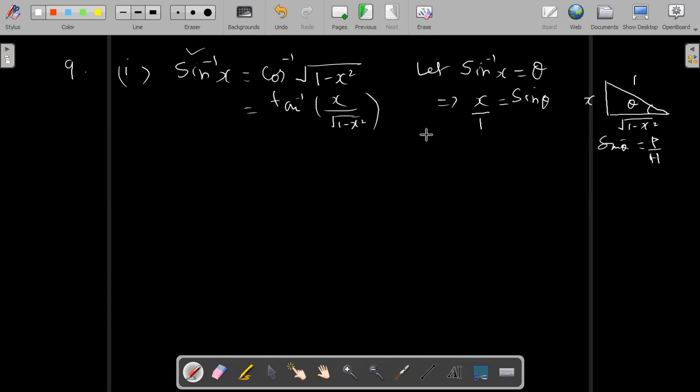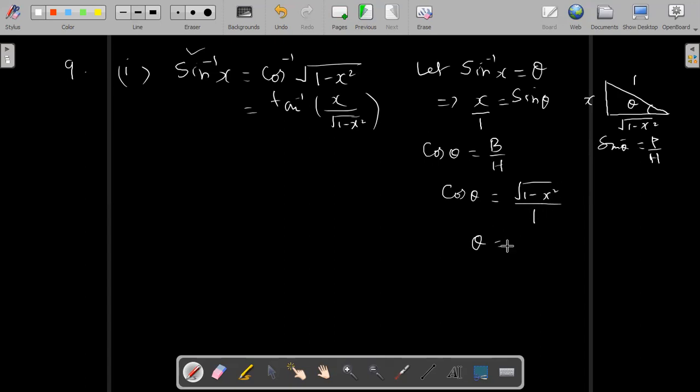Now if we want to convert into cos, okay, so we will write cos theta is equal to base upon hypotenuse, or you can say adjacent upon hypotenuse. And what is base here? Here base is under root 1 minus x square, and hypotenuse is 1.